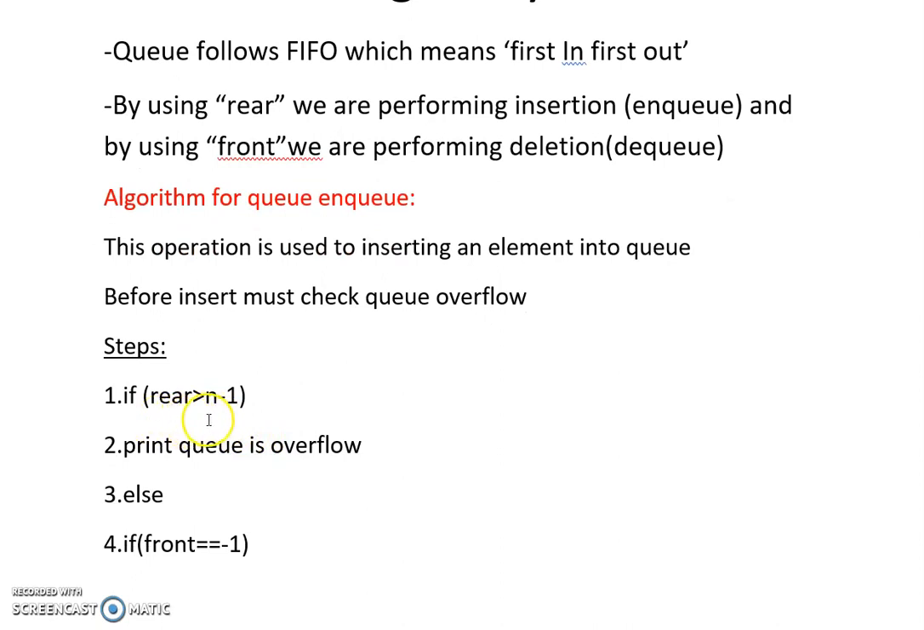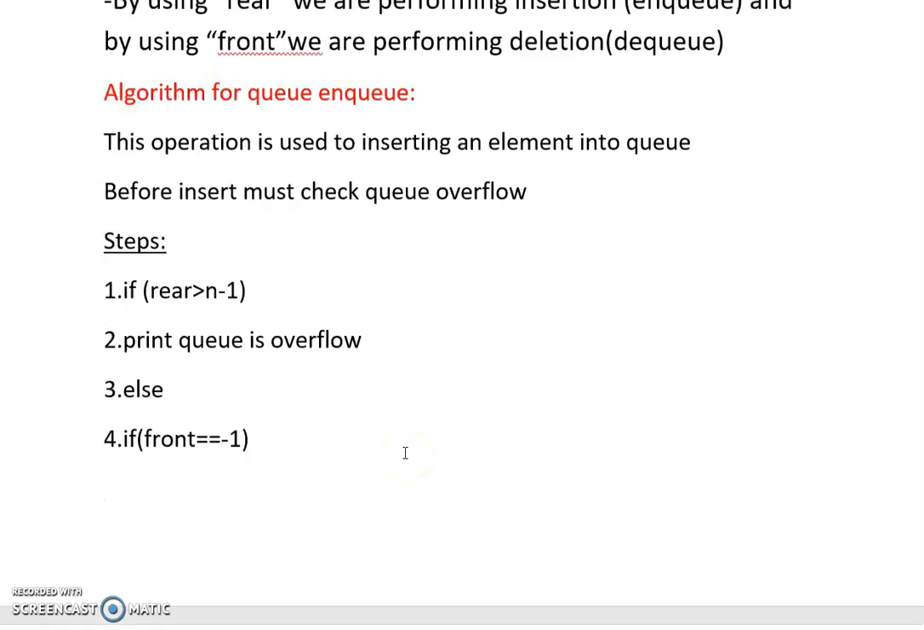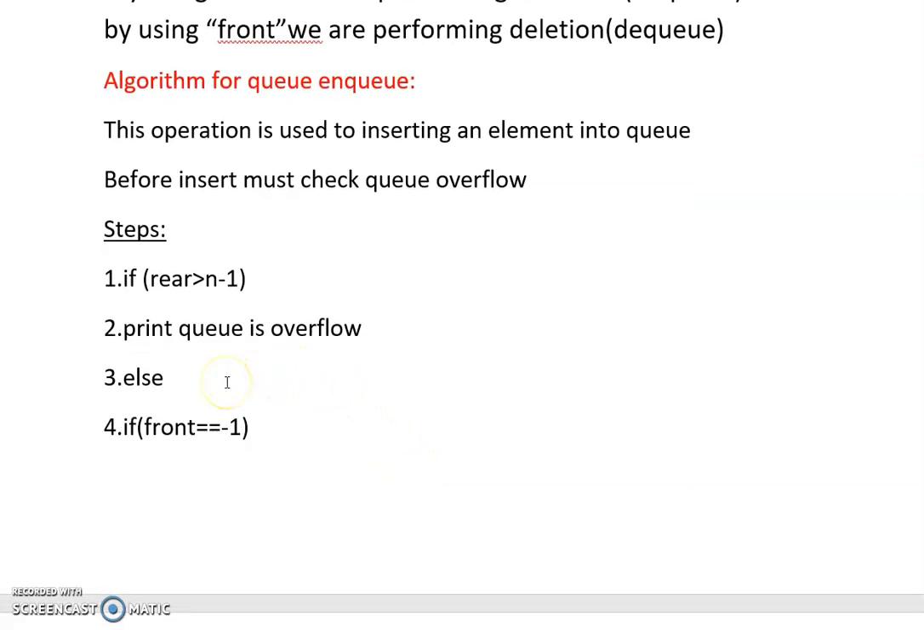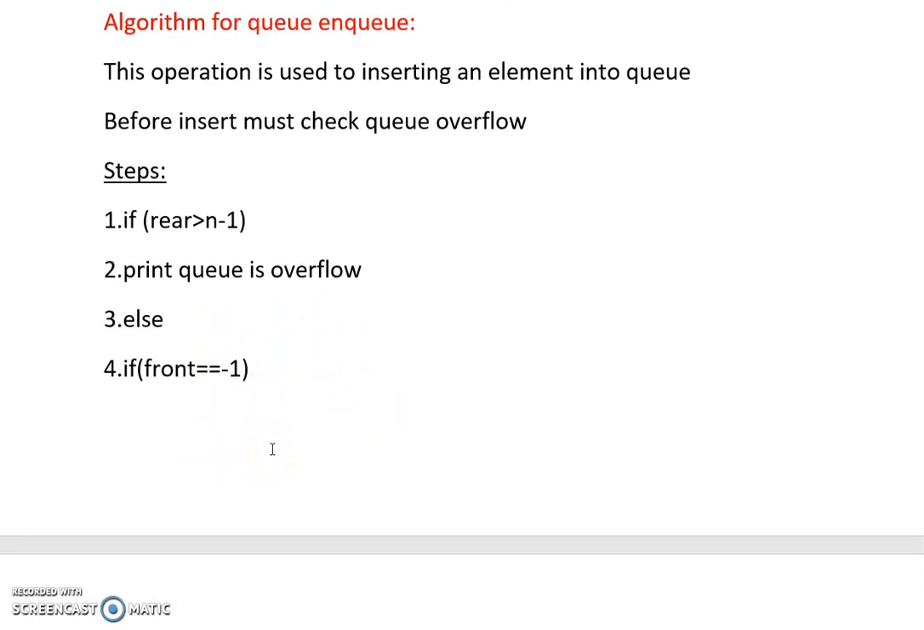If rear is greater than n-1, it means the queue is full. Print "queue overflow". That means the queue is full, and you can't add an element into the queue. Else, if the queue is not full, check if front equals -1. Front equal to -1 means initially front and rear are -1.